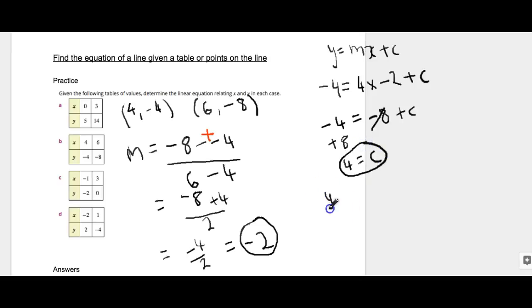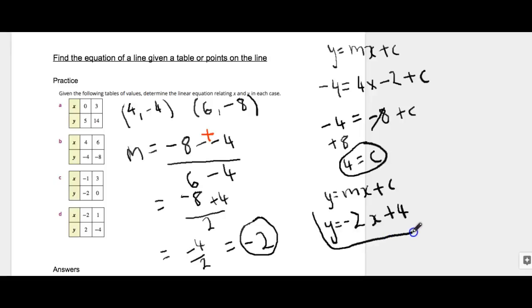All right, so remember your equation is in the form y equals mx plus c. I have now found m and I have found c. So I substitute them in. y equals -2x, that's our gradient, plus 4.